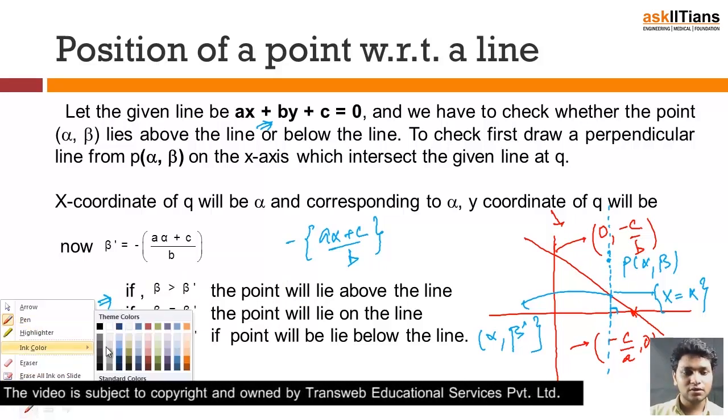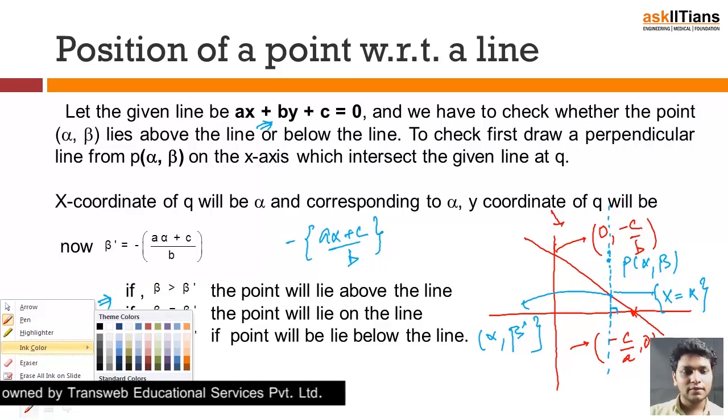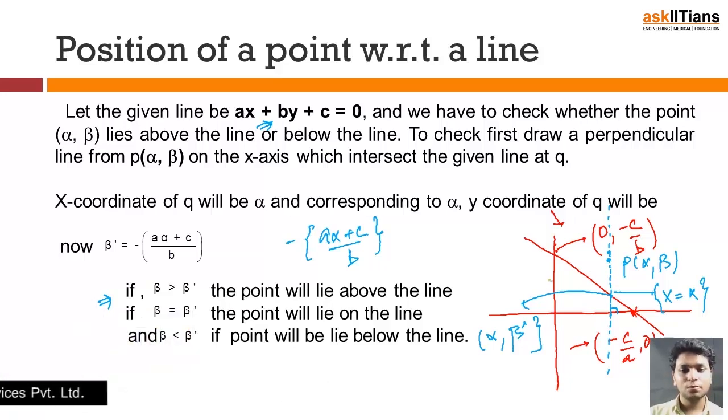Let us give it a different color, and that too yellow. If this is going to be the condition, the point is going to lie above the line. If it is equal to 0, this point will satisfy the line, and if this is less than, the point will lie below the line. So this you have understood.